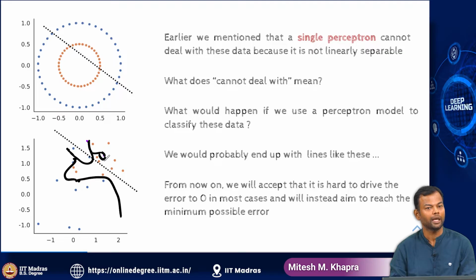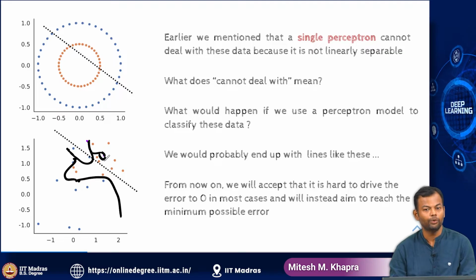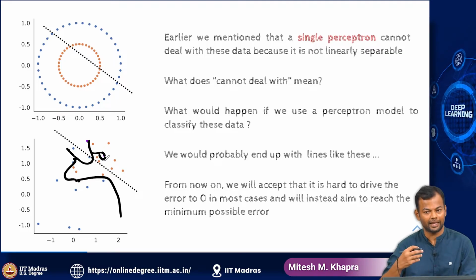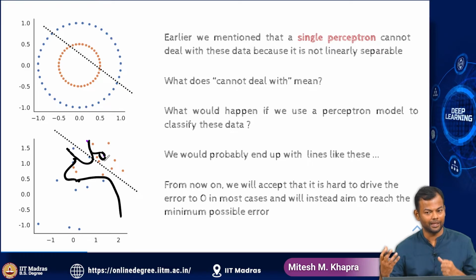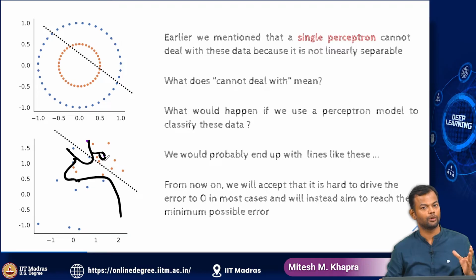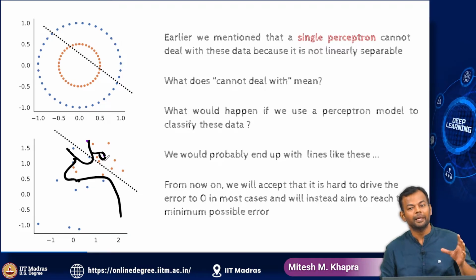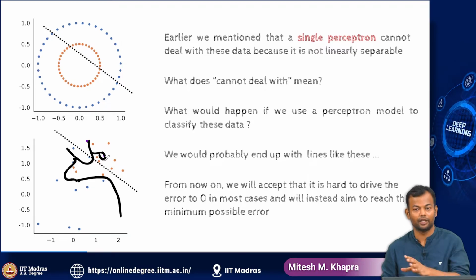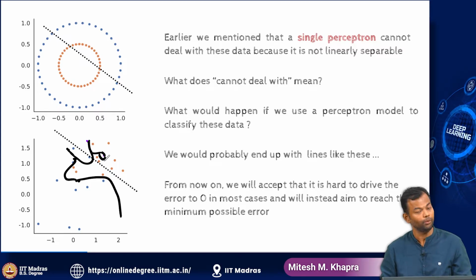And we will be okay if at least I can find some boundary where the error is as small as it can be, and I can live with that little error, right? So that's what I'm going to do. I'm going to now start using the term minimize the error, instead of saying that the error should be 0. So that's one switch I'm going to make.